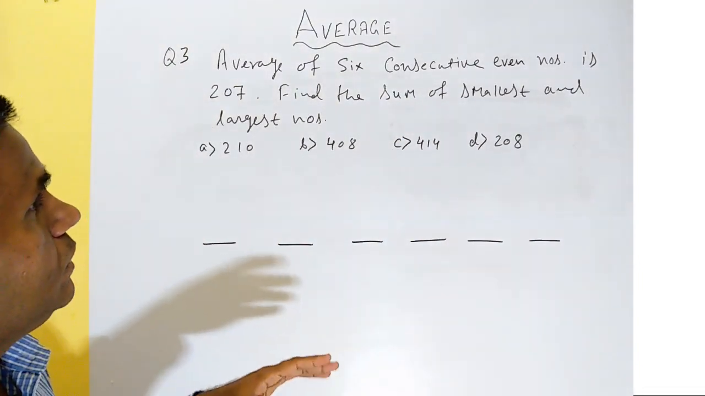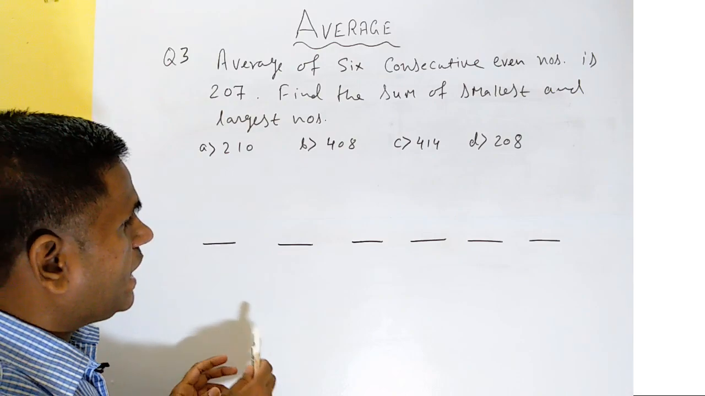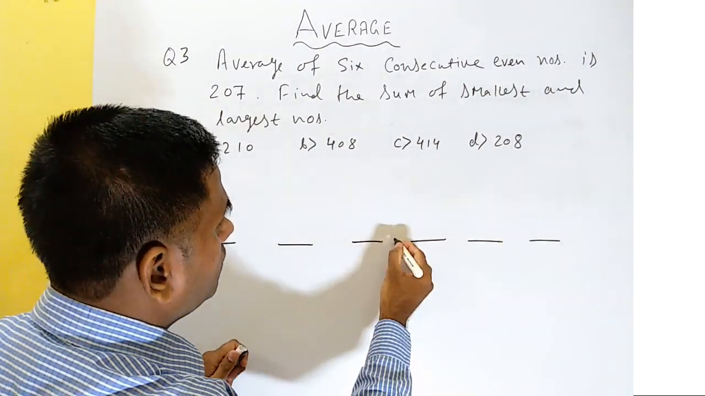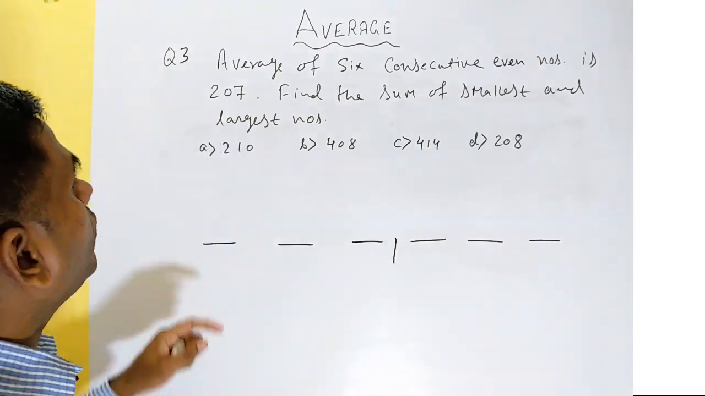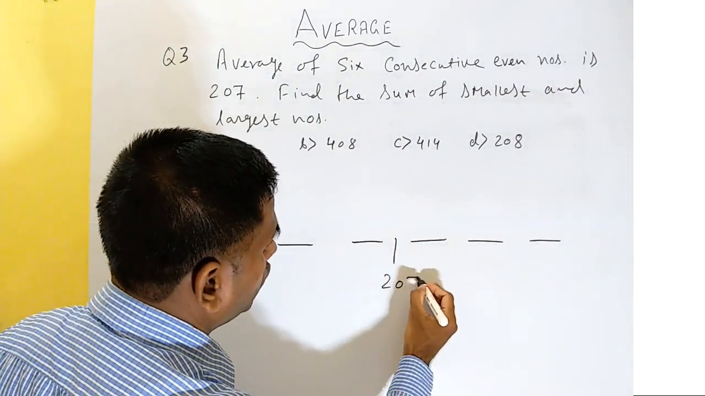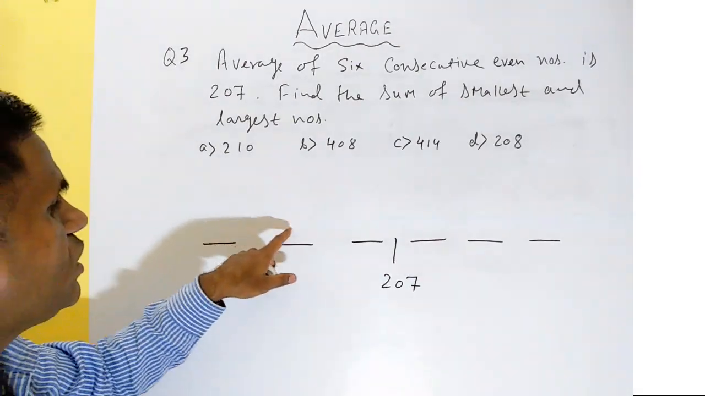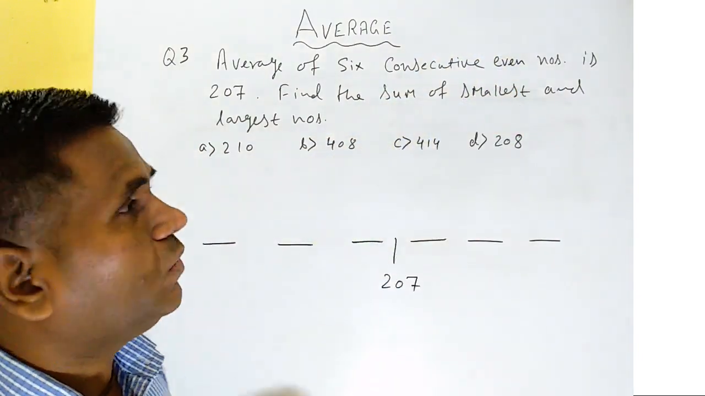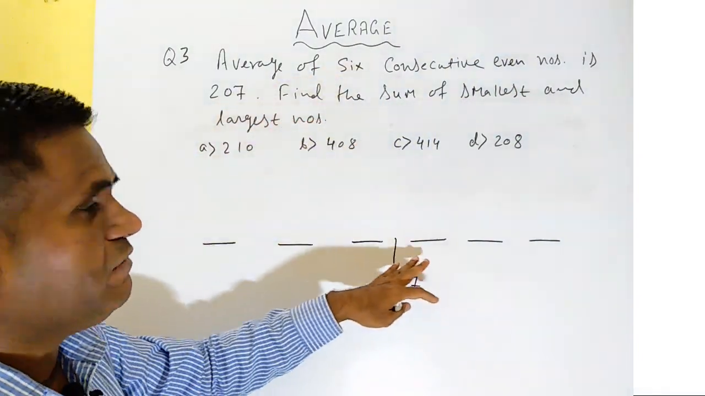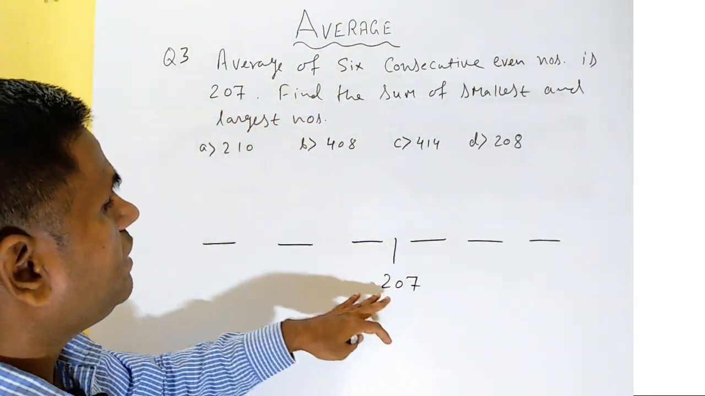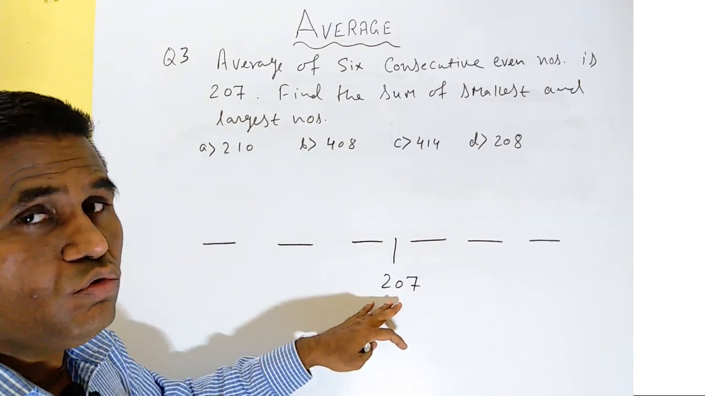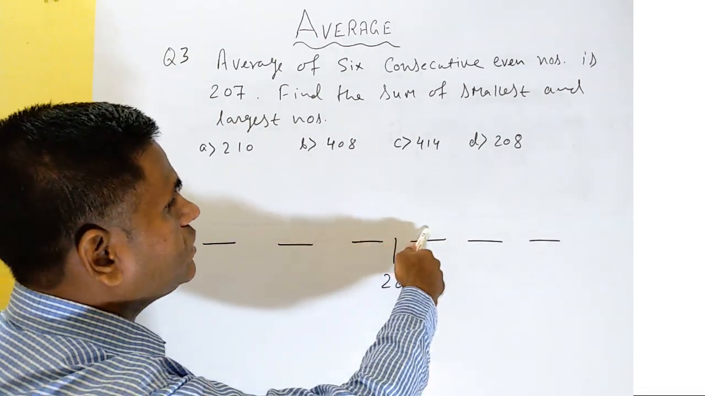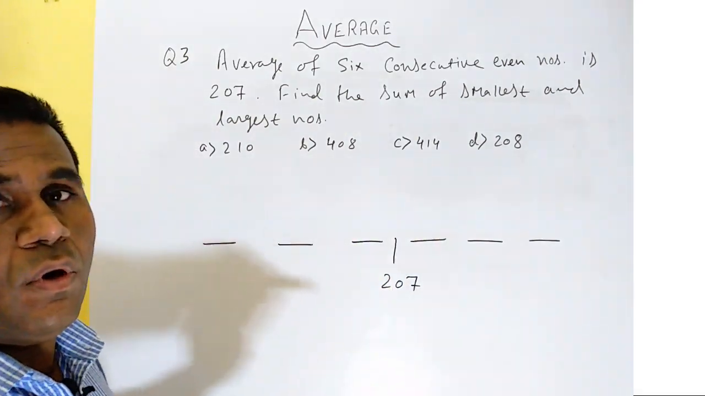Now if you see, average is given 207, and here we don't have a middle number, right? 3 here, 3 there. So where will the middle come? Here in between. And what is the average given? Average is given 207. And what are these numbers, which we have to find out? These numbers are even numbers. So the average of 6 consecutive even numbers is 207. So 207 cannot be a member of this, because they are all even numbers. Okay, so how to find?